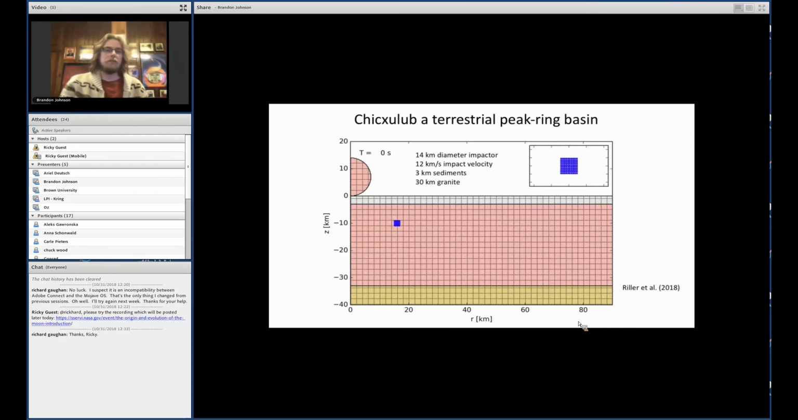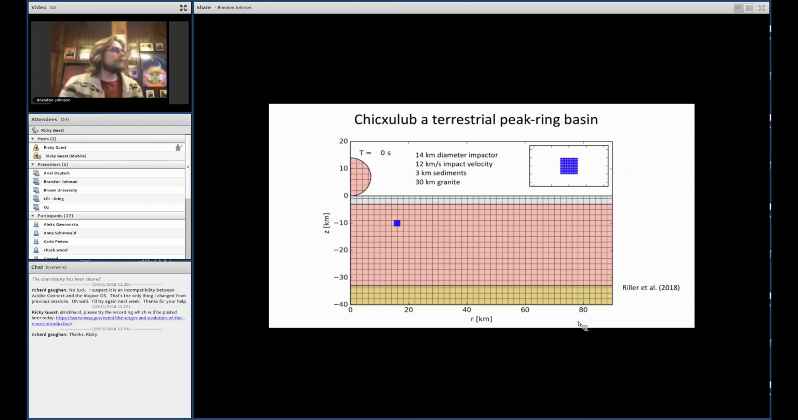Okay, so we can look at simulations of how a peak ring basin might form. In this case, this is Chicxulub, from a recent paper that just came out, Ulrich et al. This shows a simulation of a 14-kilometer diameter impactor striking a target at 12 kilometers per second. The target in gray is 3 kilometers of sediment overlying the salmon-colored 30-kilometer thick granite basement, and below that is mantle material. And there's this little blue patch of tracer particles, and we're going to see that eventually becomes the peak ring of the crater.